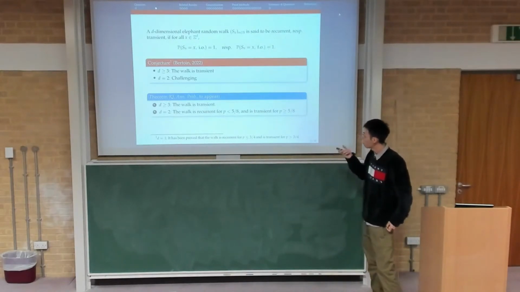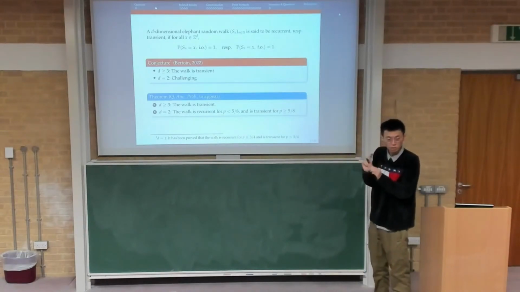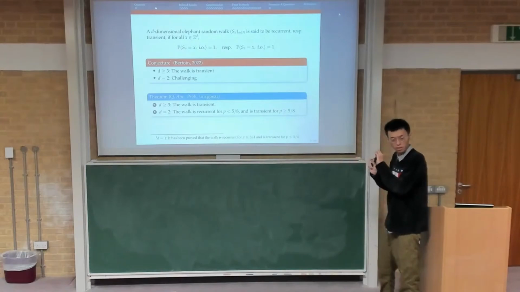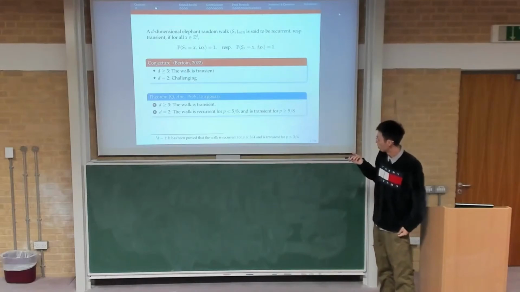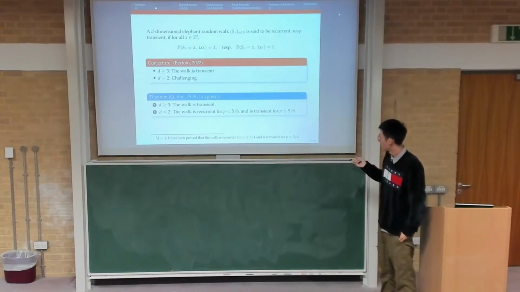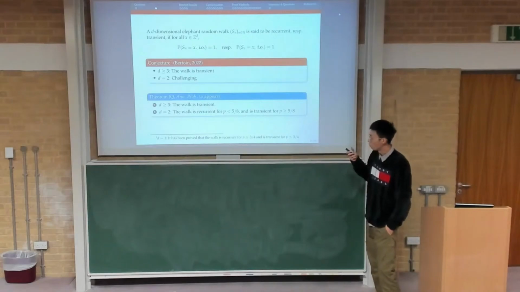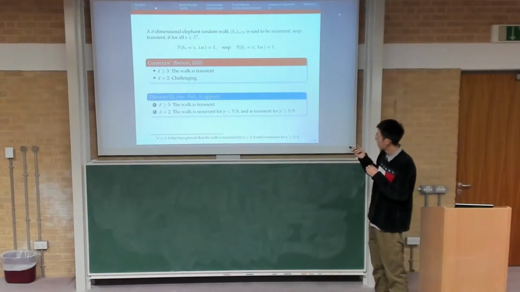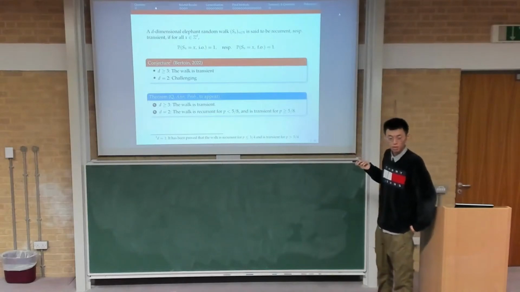But it has been proved that in dimension 1, there is also a phase transition between recurrence and transience. But that's at p equals 3/4. So when p is less than or equal to 3/4, it's recurrent. Otherwise, it's transient. So there's a difference between dimension 2 and dimension 1. At criticality, in dimension 2, it's transient, but in dimension 1, it's recurrent.